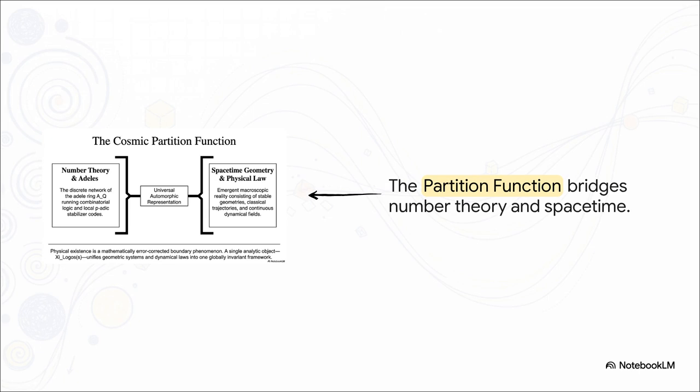It acts as a bridge. On the left side, we've got the discrete, combinatorial logic of number theory and adeles running local stabilization codes. Over on the right, you have emergent macroscopic reality, smooth space-time geometry, classical trajectories, physical laws, the whole shebang. Our master equation sits perfectly in the middle, translating the fundamental arithmetic code into the continuous reality we actually measure.